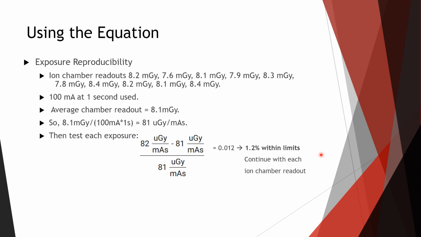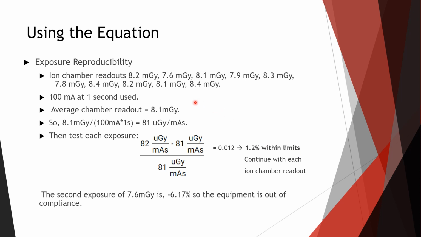Continue with each ion chamber readout, and we find that all of these other ones are in compliance, but the 7.6 is not. The second exposure of 7.6 is negative, so plus or minus, but the negative 6.17, so it's beyond the negative 5%. So the equipment is out of compliance. We would need to go back to the engineer, physicist, or QA tech, whatever they could do, some kind of recalibration of the equipment before it could be used.